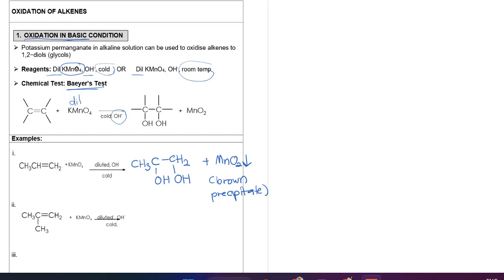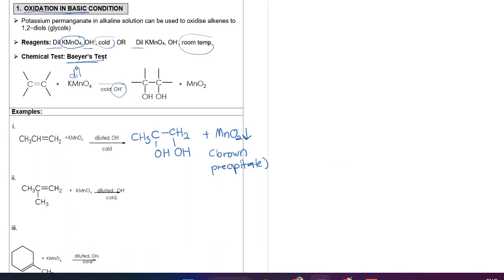So this one is also known as the Bayer test. Your alkene reacts with diluted KMnO4, cold, in basic medium. So from double it becomes single, and OH and OH will be inserted. This one we call a diol, and MnO2 will be produced as a brown precipitate.